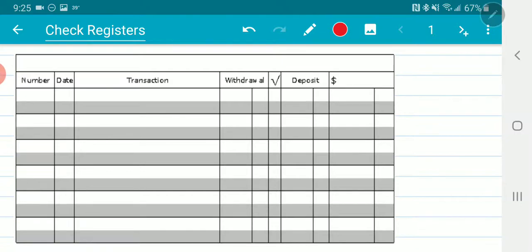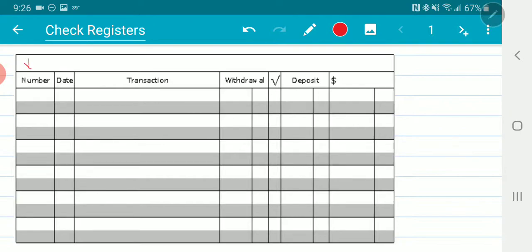Today we're going to be talking about check registers. A check register is the document that you would use to keep track of how much money is going into and coming out of your bank account. It keeps track of things like your purchases, deposits, withdrawals, things like that. So you're keeping track of when money is entering and leaving your bank account. Let's look at a few of these things.